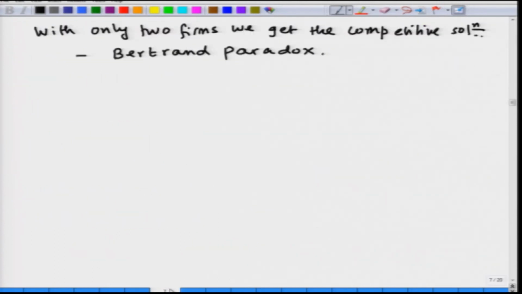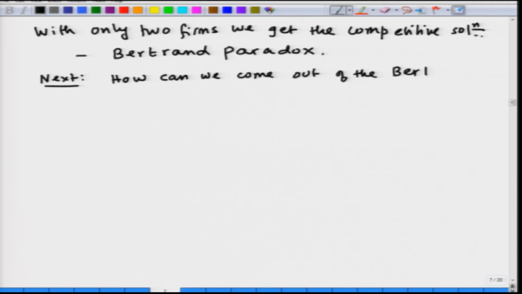What we want to do next is ask how can we come out of the Bertrand paradox. There are a couple of models that we will talk about. The first model that we will talk about is we will relax the assumption that the firms produce homogeneous goods and instead consider a model where the firms are producing differentiated products.